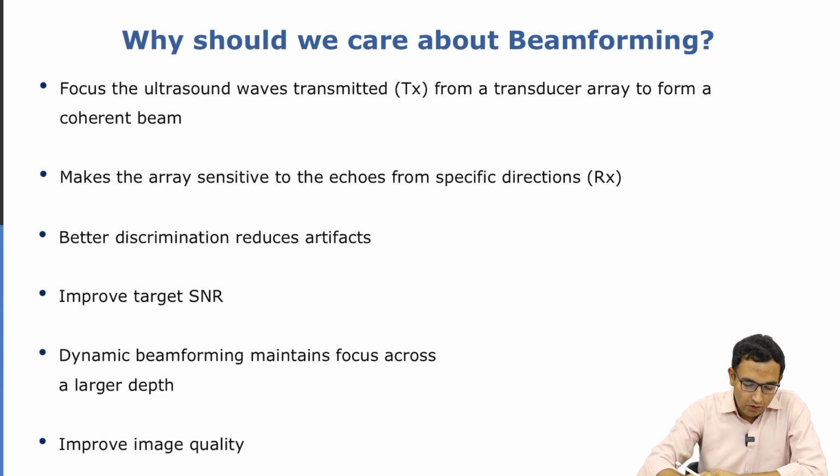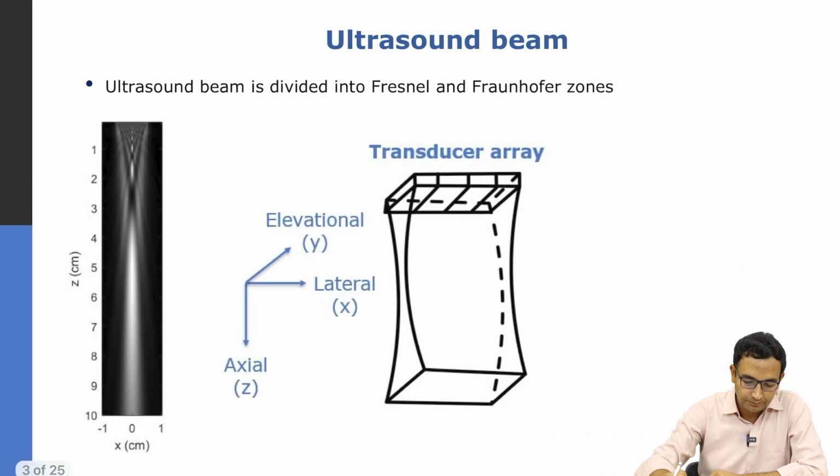Beamforming allows better discrimination of the signal of interest because it is a spatial filtering technique. It can help us reduce artifacts. It improves the target SNR because it can help suppress the noise, and there is a property called dynamic focusing, which we will be discussing later. It enables us to maintain focus across a larger depth. So the depth of focus is increased by beamforming, and thus overall beamforming helps improve image quality.